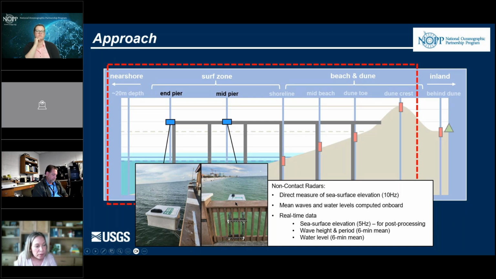And we're also capable of transmitting the 5 hertz raw elevation data. That also can be used to post-process in different frequency ranges after the storm. But most important, that allows us to preserve our data in the event that we would lose the sensor or something during the storm. We have the most valuable part, which is that data.